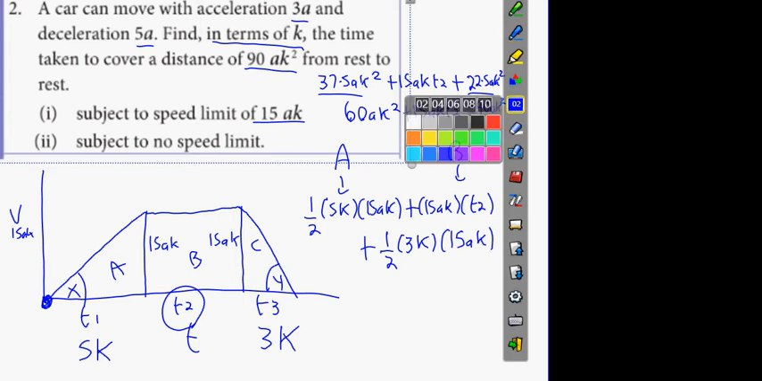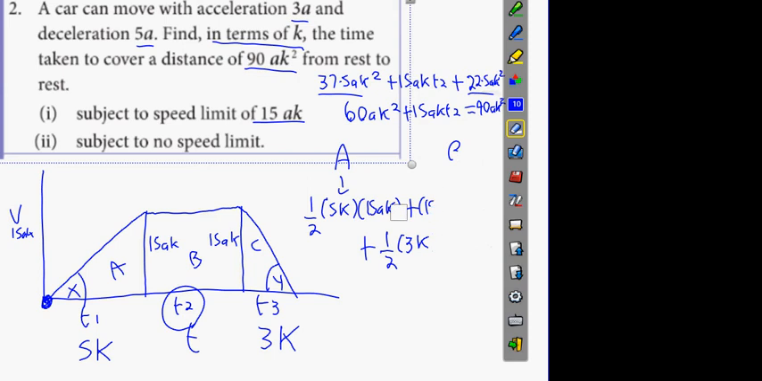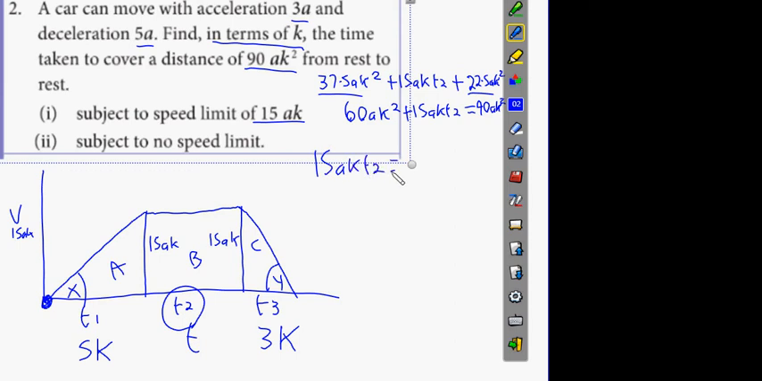Now once we have that determined, what we've got to do next is figure out what area B is equal to. So area B is 15ak T2. It equals 30ak squared. Divide 15ak into it and we're going to get T2 equals 2k. So T2 is 2k.